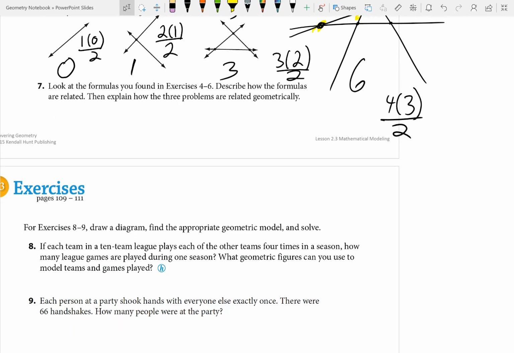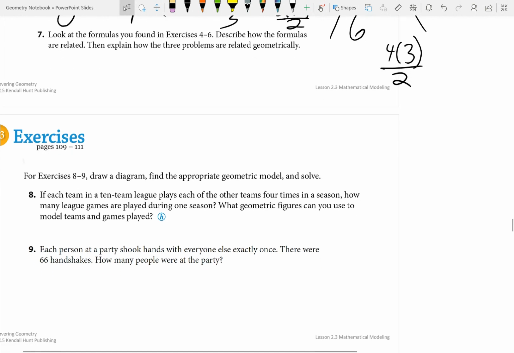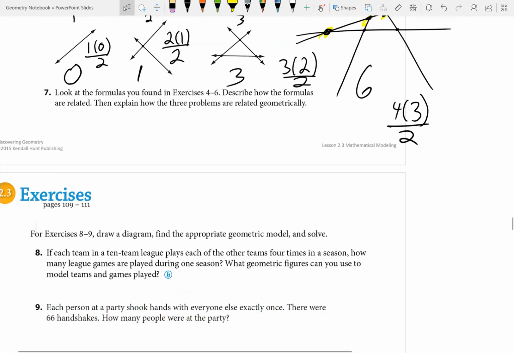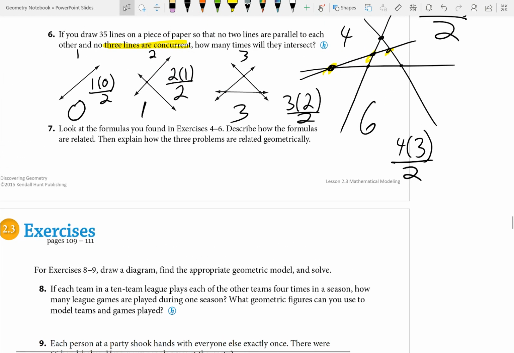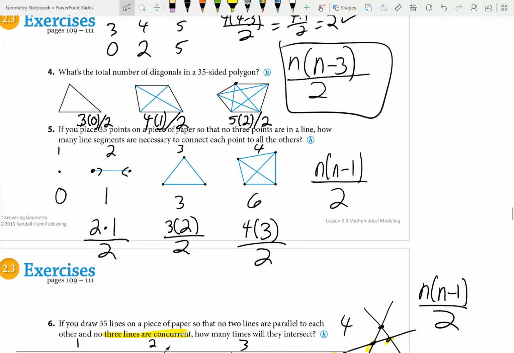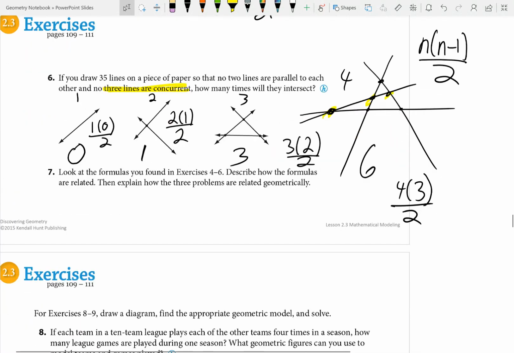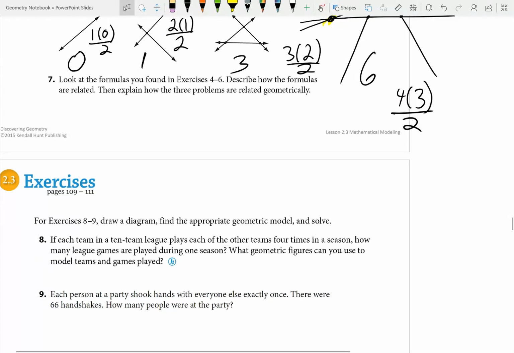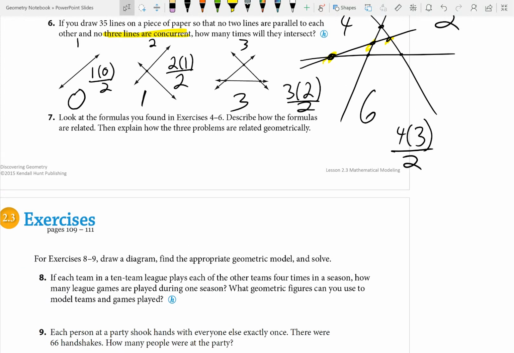Describe how the formulas are related, then explain how the 3 problems are related geometrically. Okay, so it's basically saying the formulas in 4 through 6 are n times n minus 3 over 2, n times n minus 1 over 2, n times n minus 1 over 2. Explain how the 3 problems are related geometrically.